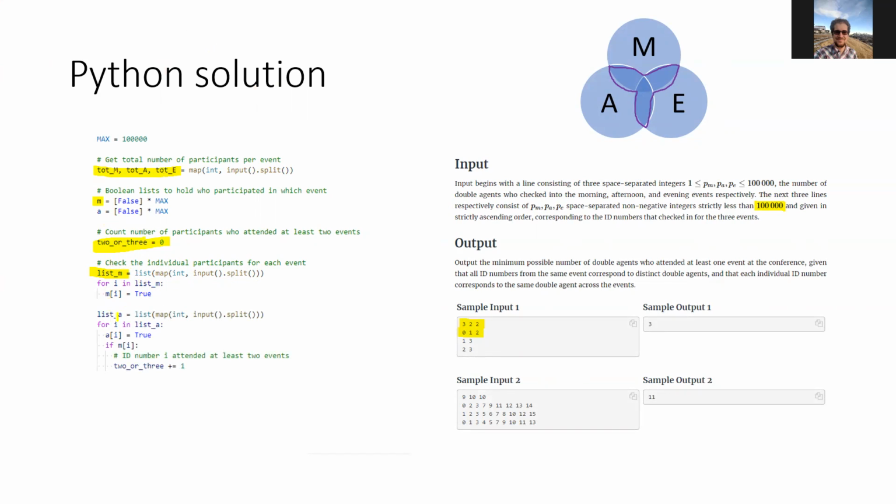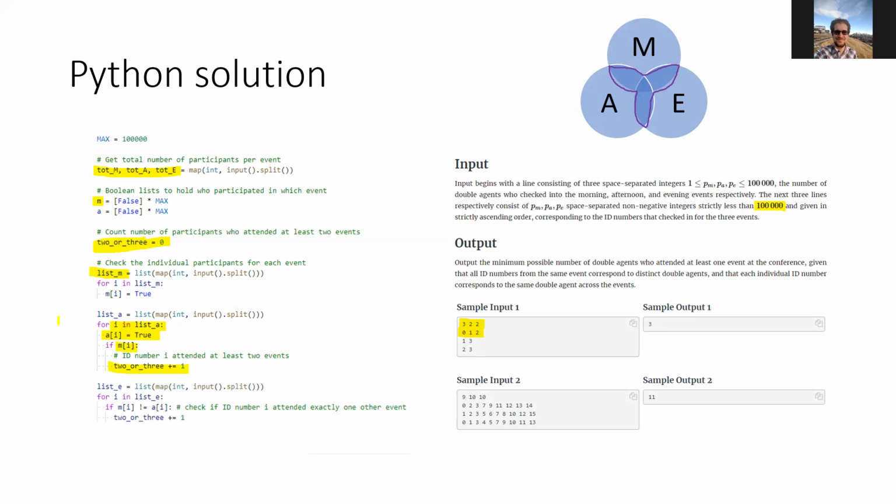Then we'll do something similar, but a little bit more complicated for the afternoon. So we start in the same way. Up to this line, it's the same thing. We're flagging for the afternoon event which IDs attended. And then for each one, if it attended in the afternoon, so if ID i was in this list, and if this ID i also showed up in the morning, then we're going to increment this purple group because we're going to increment how many IDs showed up to at least 2 events.